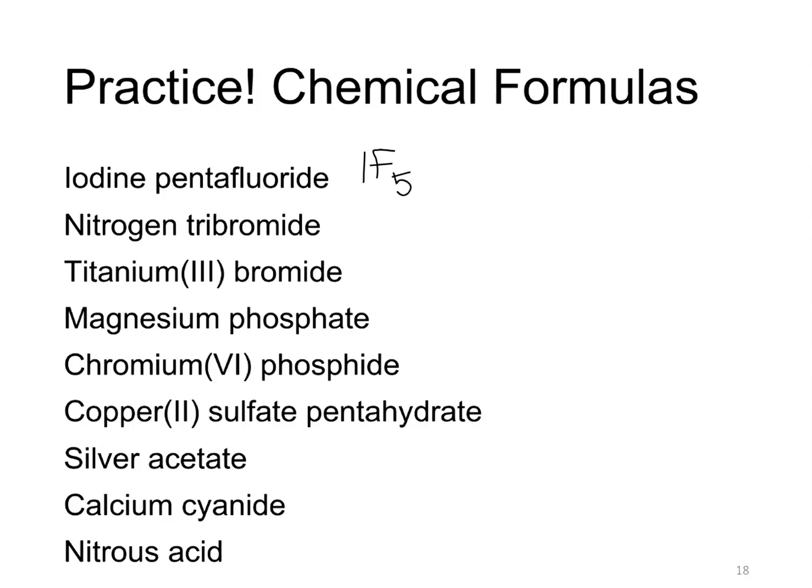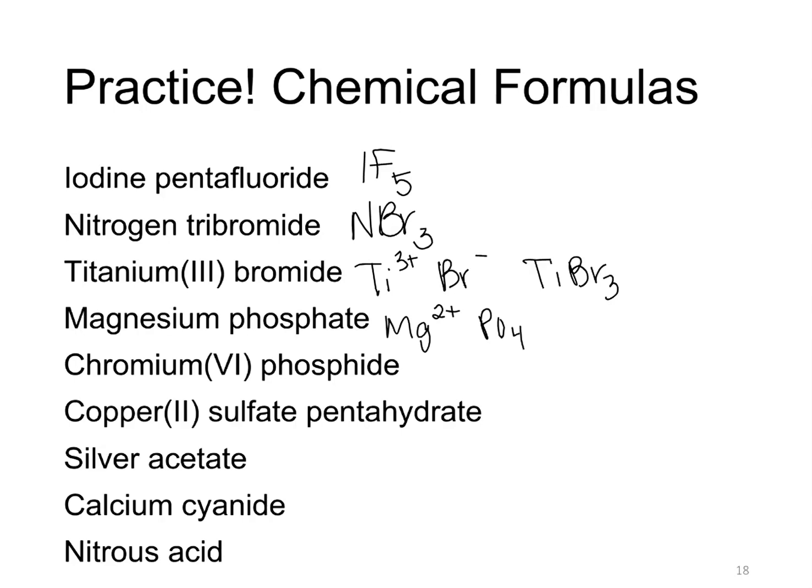Nitrogen tribromide, again, we have that tri, so we're going to put nitrogen first, then bromine, and we have 3 of them. Titanium(III) bromide, so that means we're looking at titanium, which is a 3+, it's a transition metal. Bromine, we can look on the periodic table and see that it's a -1, so this would be TiBr3. Magnesium phosphate. Magnesium we know is a 2+, phosphate is a 3-, so that becomes Mg3(PO4)2, and we need those parentheses because we're adding a new subscript to our polyatomic ion.